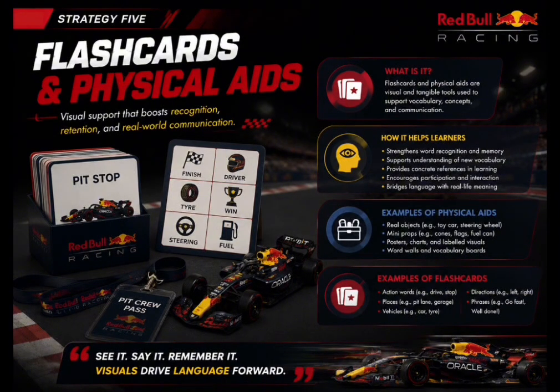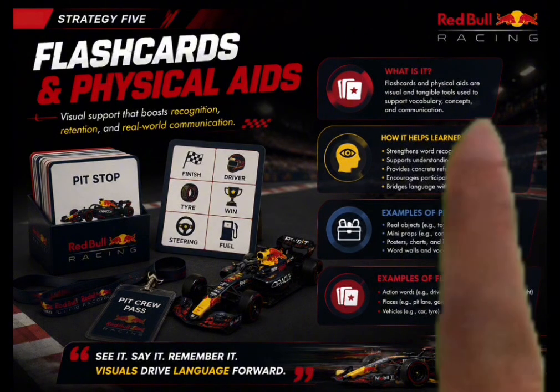So some examples of physical aids include real objects, mini props, posters, and word walls. So examples of flashcards include action words like drive and stop, directions such as left and right, and vocabulary related to vehicles or places. So teachers can also combine flashcards with other strategies such as songs, storytelling, and play-based activities to create a more engaging learning experience.